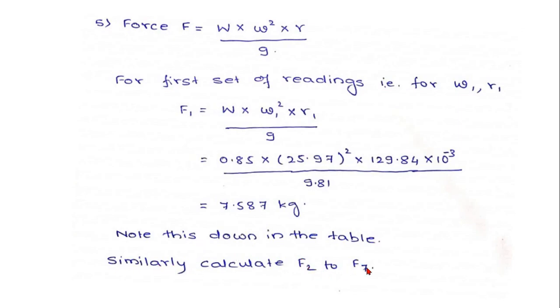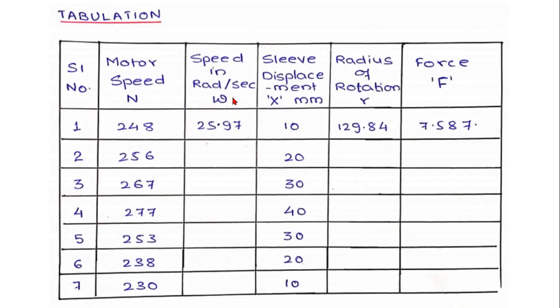Similarly calculate F2 to F7. So here one thing you should note, we will not have any equals over here like in the previous cases because of this omega term. Though R1 is equal to R7, omega 1 is not equal to omega 7. So hence F1 cannot be equal to F7. So you have to show all the 7 independent calculations in your journal. So once you have calculated F1 to F7, note them down in the table as shown. So this is the final tabulation we will have. So now we have all the columns filled.